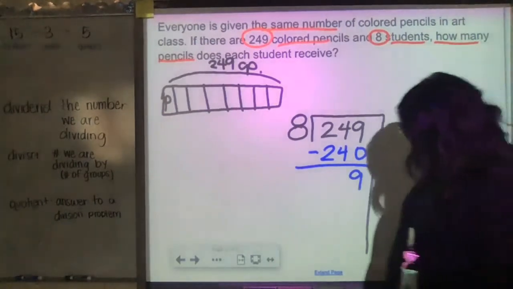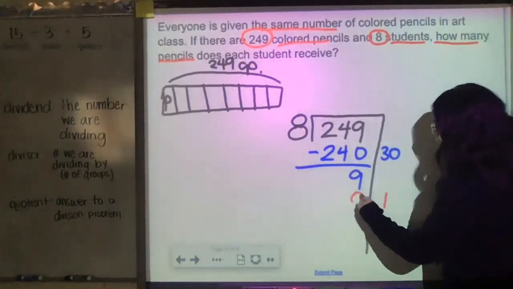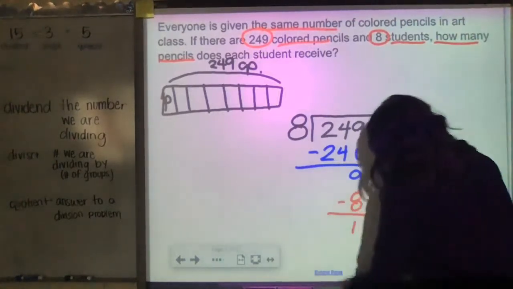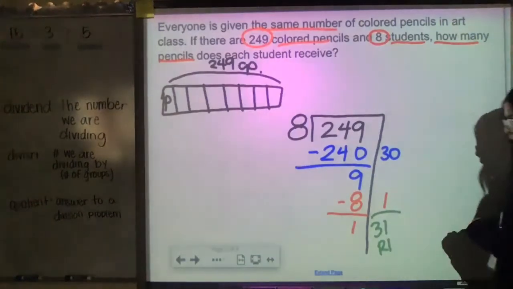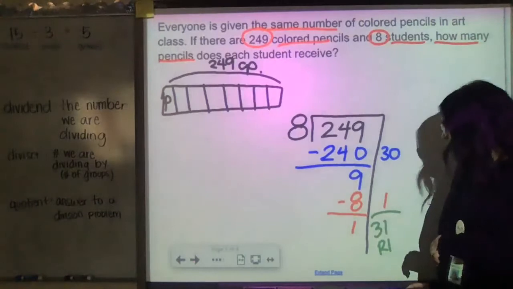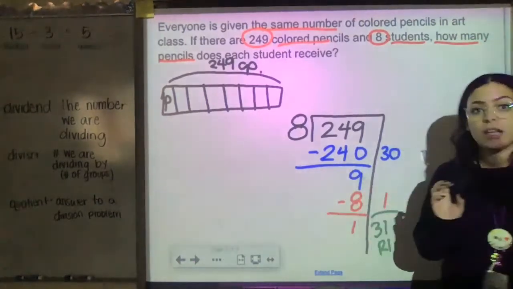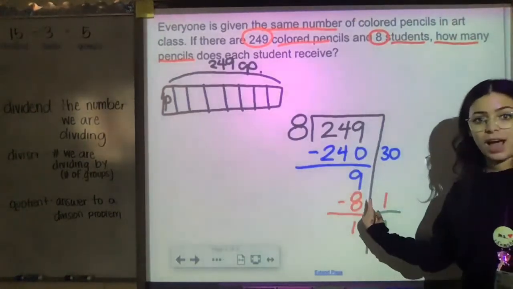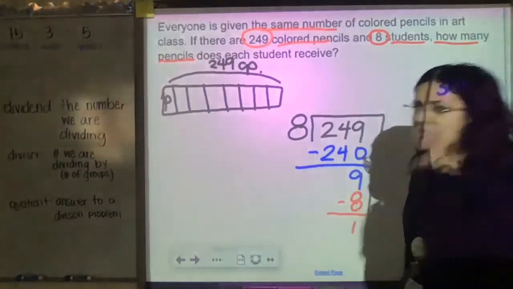So I think to myself, well, that means each student is going to get 1 more because 1 times 8 is 8. And I have 1 remaining. So I have 31 R 1 here when I use my partial quotients method. So notice how I took in chunks. Okay, each of you 8 kids, here's 30, 30, 30. Oh, wow, I only have 9 pencils left. Here's 1 for each of you. That leaves me with 1 lonely pencil.